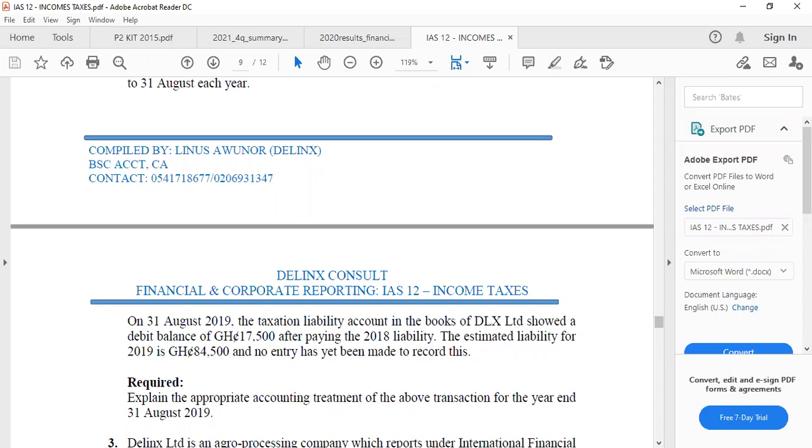So that is what they are saying. On 31 August 2019, the taxation liability account in the books of the company showed a debit balance of 17,500 after paying the 2018 liability. So the debit balance means what? Over or under?